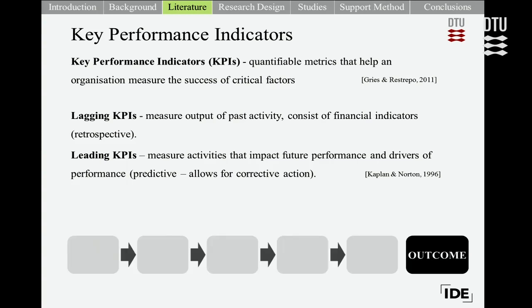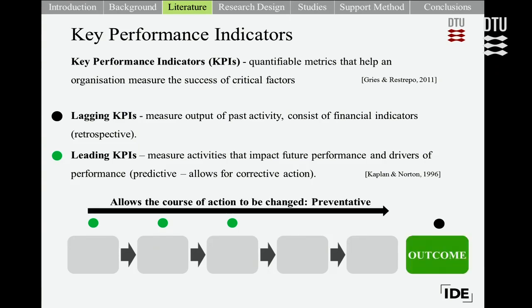An example is if we take the product development process, there's typically an outcome, often the product, and a lagging KPI would typically focus on measuring this outcome. However, leading indicators are more predictive in nature and might measure the current project, allowing the course of action to be changed and being more preventative in nature. What we've seen in the literature is that in conventional product development, many of these indicators have been focused on results, so are more lagging in nature.